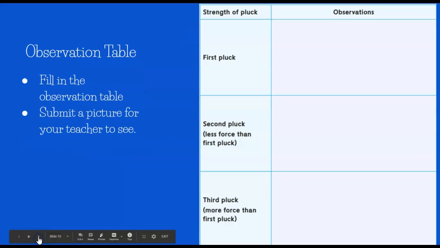So here on the next page, or you can also do this in your spiral notebook. So you're gonna do your first pluck, and you're gonna write down what you hear and see. Then you're gonna do the second pluck, and it says less force than your first pluck. Record what you hear and see. And then your third pluck, more force than your first pluck. What happened? Record what you hear and see.